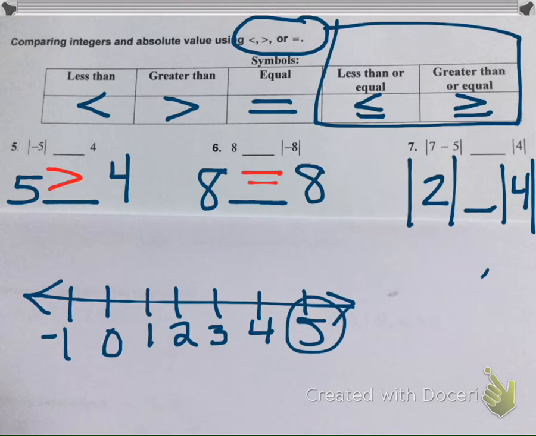How far away is 2 from 0? Well, 2 is 2 from 0. And then we want to know the absolute value of 4. How far away is 4 from 0? That would be 4. And now we're just comparing the numbers 2 and 4. Is 2 less than, greater than, or equal to 4? And 2 is less than 4.